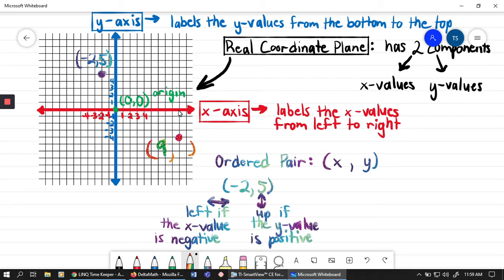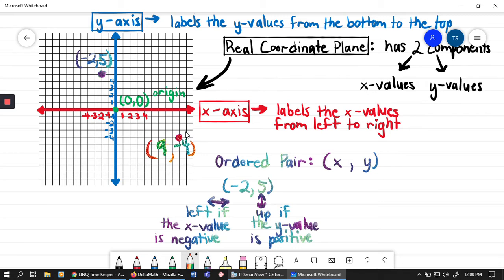Then for the up or down component, which is the y value, I have to go down. And let's count how many that is. That's 1, 2, 3, 4. Since I'm going down here, that means that this is going to be a negative y value. Okay, so again, that was 1, 2, 3, 4. That's down 4. That means that this y value is negative 4.